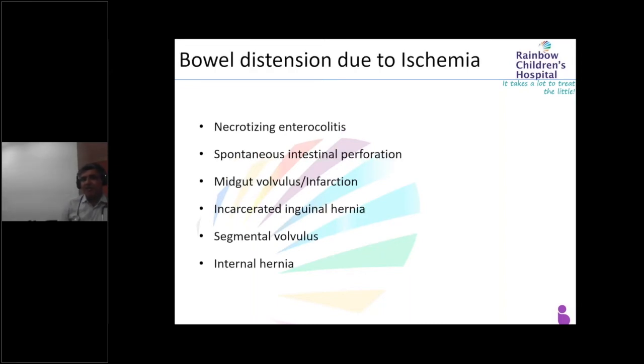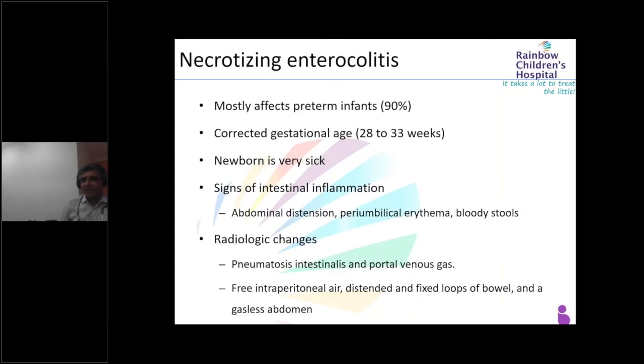Important entities, the bowel distension due to ischemia, which is one of the commonest things which we see in preterm newborns. The common things which present in the preterm newborns are two entities. One is necrotizing enterocolitis, and the other one is spontaneous intestinal perforation. Other things like midgut volvulus, incarcerated hernias, or segmental volvulus are slightly rare and usually do not present that frequently.